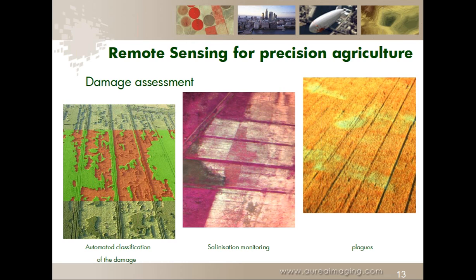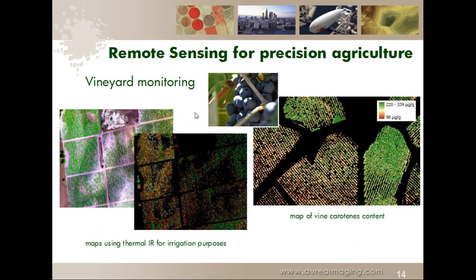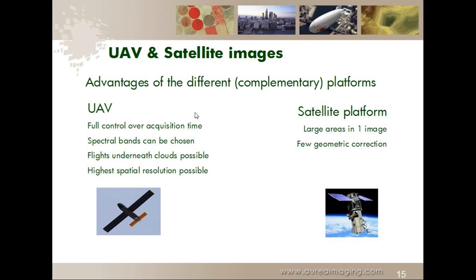This is an example of vineyard monitoring, a different kind of application. Here we are going to compare UAV and satellite images. I think they are very complementary, because with satellite imagery we can cover very large areas. There are few problems with geometric corrections, especially for agricultural applications where the precision is not that important, because we are talking about fairly large fields, in this case of wheat.